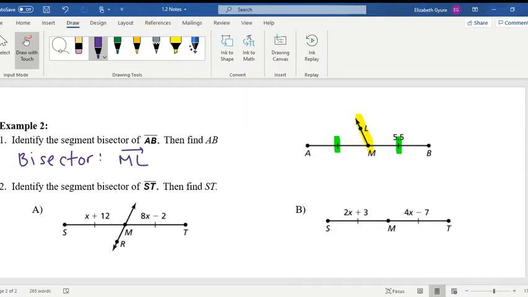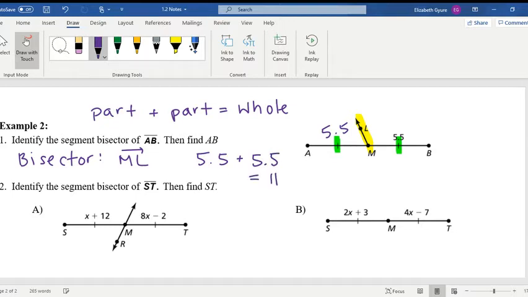Now when it says find the measure of AB, remember when there's no bar above it, that means to find the measure. Well, again, look at your picture, they're congruent. So if one side's 5.5, then the other side is also 5.5. And so we just need to find the total, which means add up your parts. This is going to be one of those part plus part equals whole problems that I talked about on the front. So 5.5 plus 5.5 is going to give you your total, which is 11. So the measure of AB equals 11.